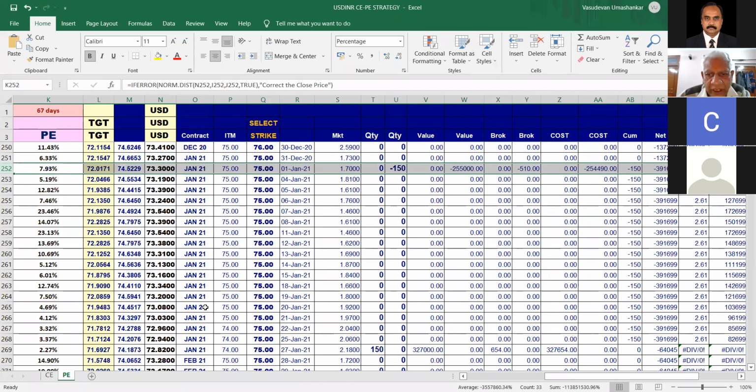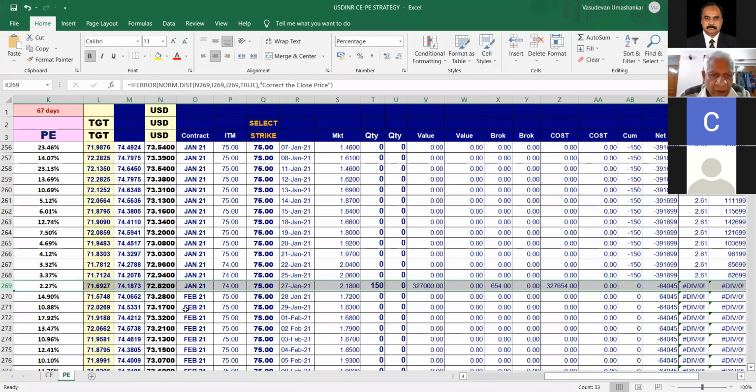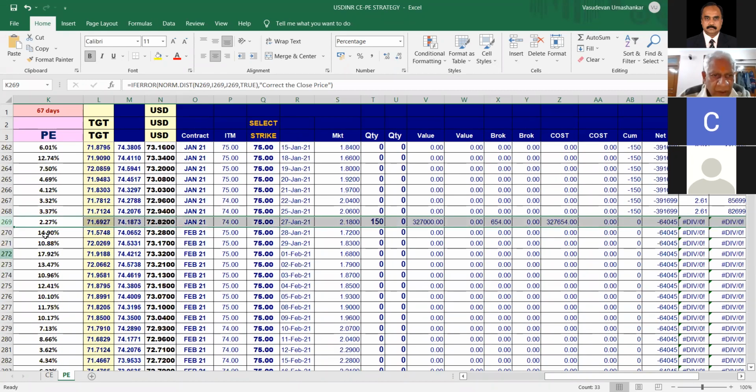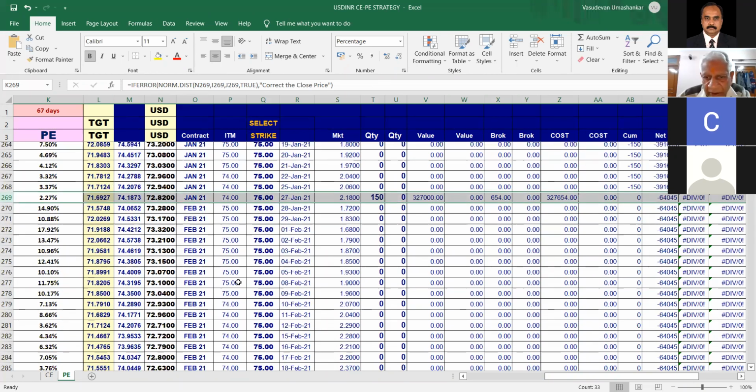January. So the end of the January I am going. So here I am booking the loss. 150 I am booking the loss because I am selling at 1.7. I am closing at 2.19. No problem. So just see. More than 10%, I am not playing.